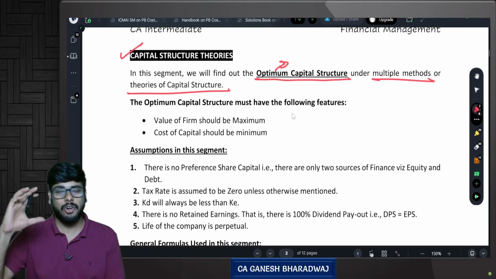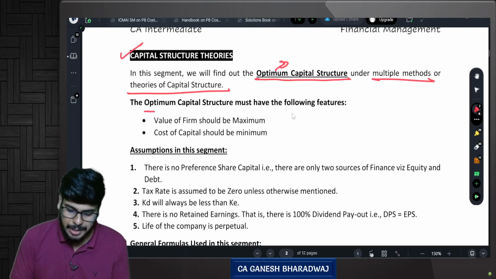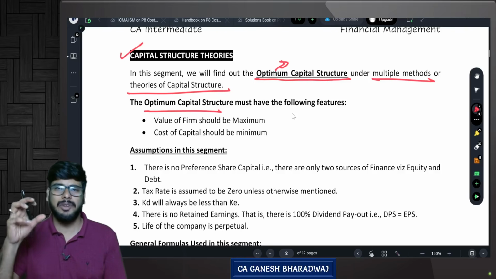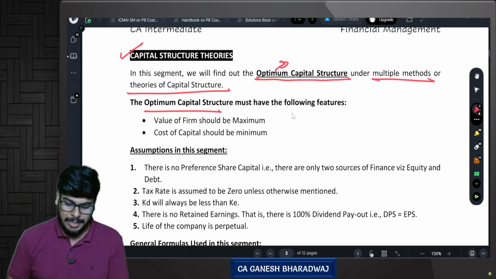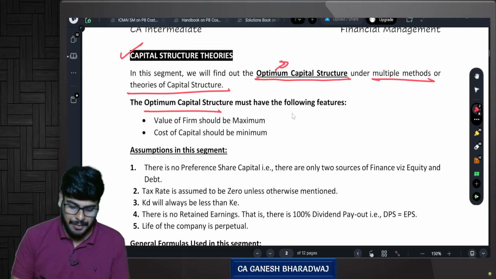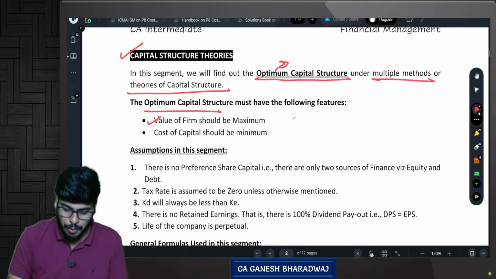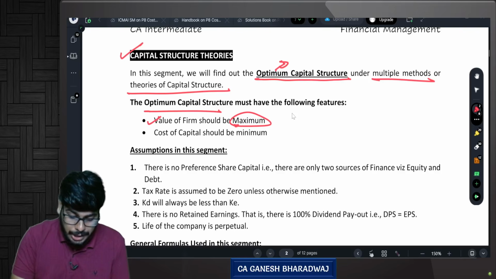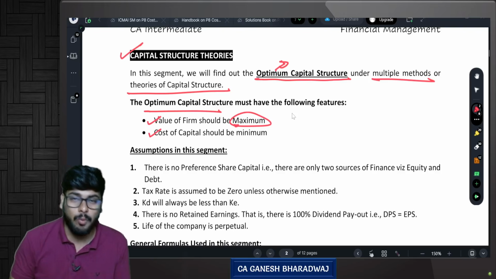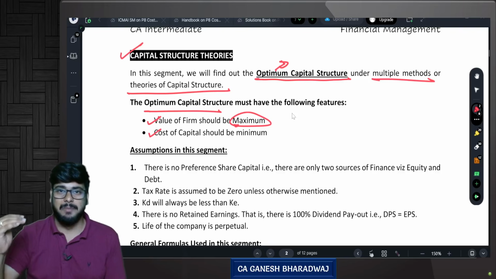Now, there are certain things in common that all these four methods say. The optimum capital structure must have the following features. So first, let us see all the commonalities in this area, and then we will go into them one by one. What they are saying is that the optimum capital structure, that is the best capital structure, must have the following features. Number one, the value of the firm. Firm means what? Company. The value of the company should be maximum. And the cost of capital should be minimum. This is something that all these people are saying: the best capital structure is the one that has the maximum value and minimum cost.